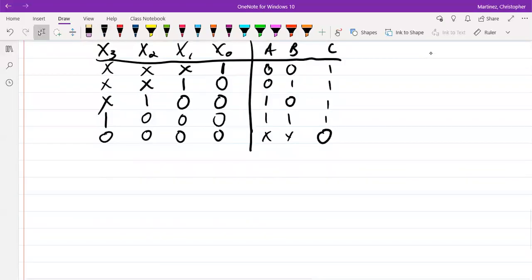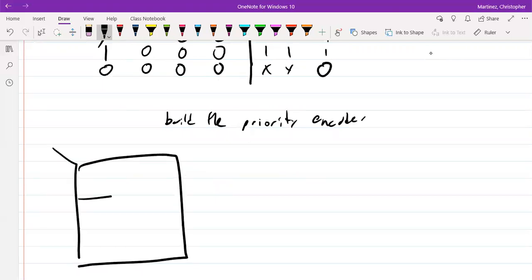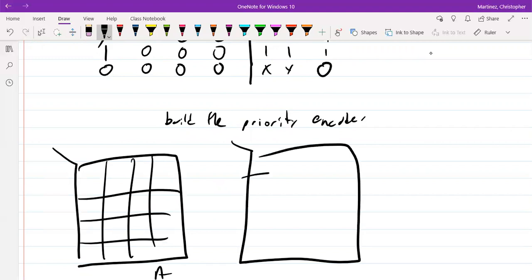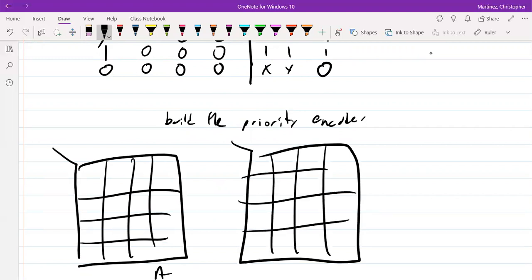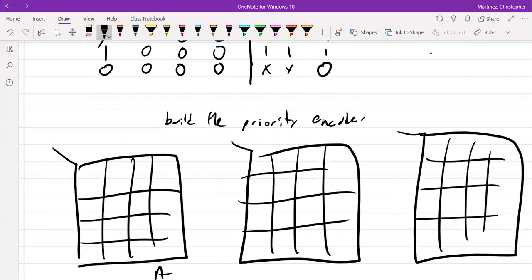Now, the last thing you got to do is build the priority encoder. And if we're going to build this, then what are we going to do? We got to make K-maps for each of these outputs. So I'll make a K-map for A. I'll make a K-map for B. And I'll make a K-map for C. Now, it's pretty straightforward. You're just going to take the information and pull it down.